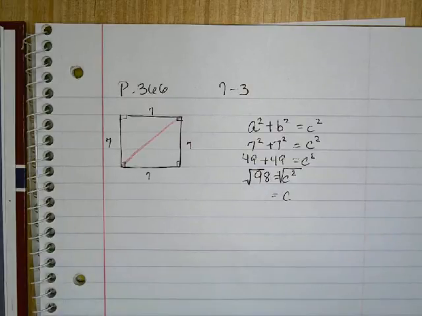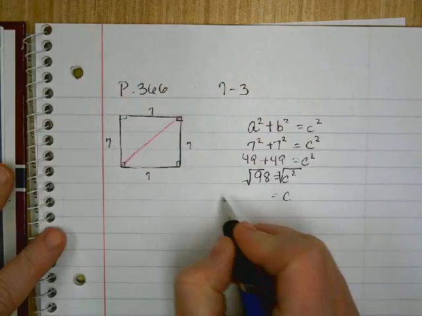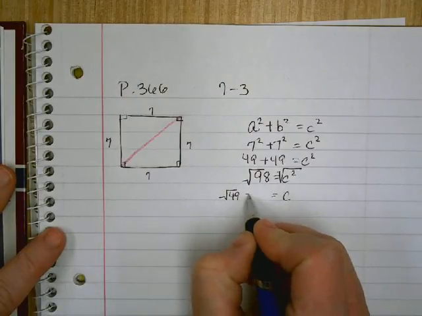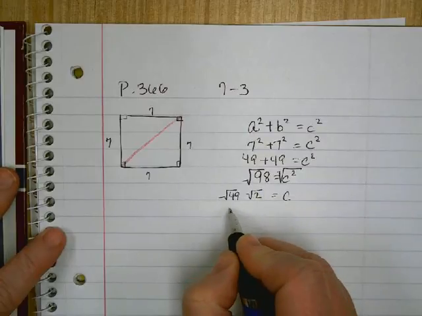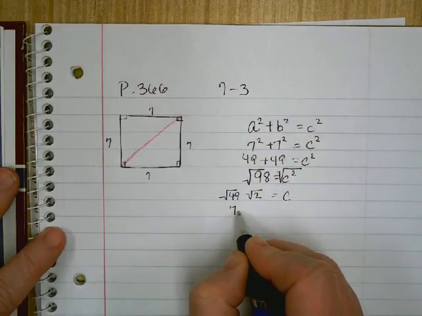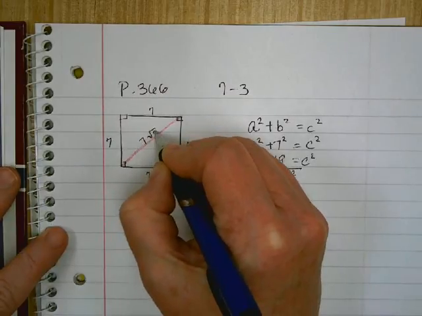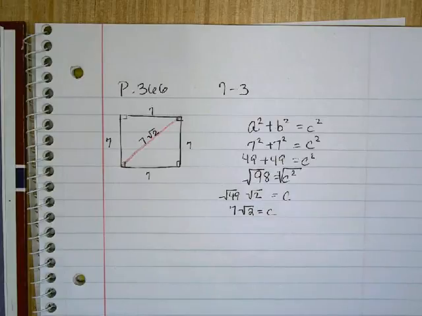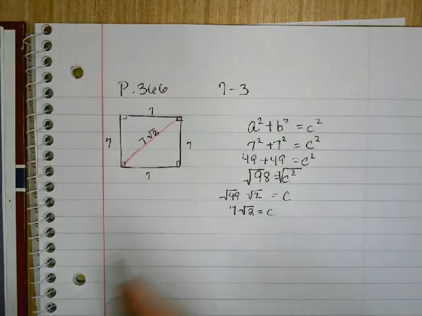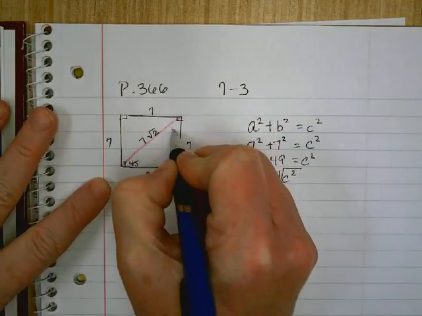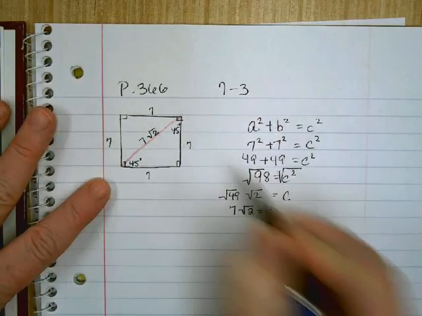98 is not on the list of perfect squares, but does it have a factor that's on the list? 49 and 2, so this is 7 square roots of 2. Now I want you to tell me about the angles that were created when I drew the diagonal in. Okay. 45, 45, and then that one's 90. Okay, let's do another one.